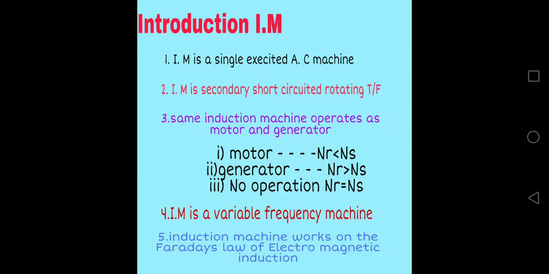Okay, the second point: an induction machine is a secondary short circuited rotating transformer. As in a transformer, supply is given to the primary and the secondary is connected to the load. In an induction machine, the supply is given to the stator as primary and the rotor is short circuited. And the same induction machine operates as a motor and a generator.